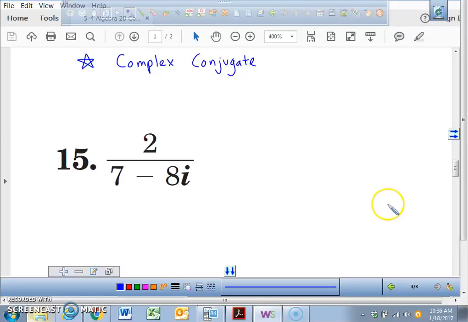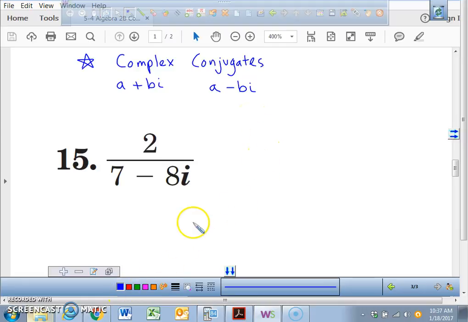Continuing our work with complex numbers, there's a concept I need you to understand: complex conjugates. If you have a real number and you add an imaginary number, the complex conjugate of that is the same real number minus the imaginary number. These are considered to be complex conjugates of each other.